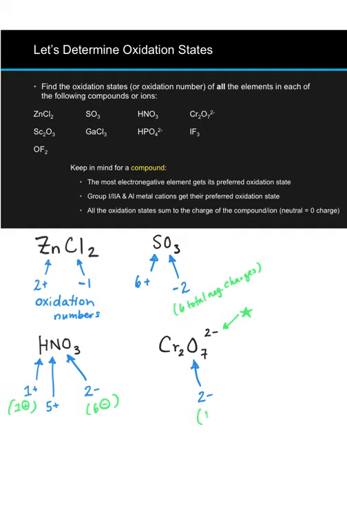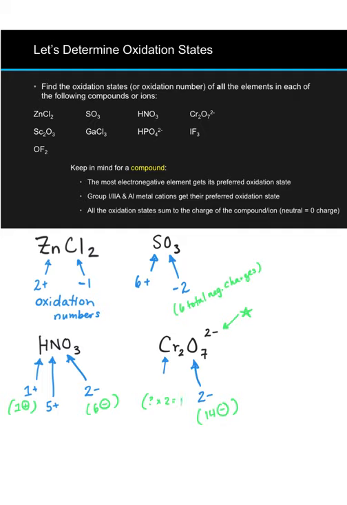There are 7 oxygens, so all told, there are 14 negative oxidation numbers from all the oxygens combined. There are 2 chromiums, and because there are 2, we know that each one has to contribute just a fraction of the charges that remain. So something times 2 has to add up to a number that, when added to 14, gives us negative 2.